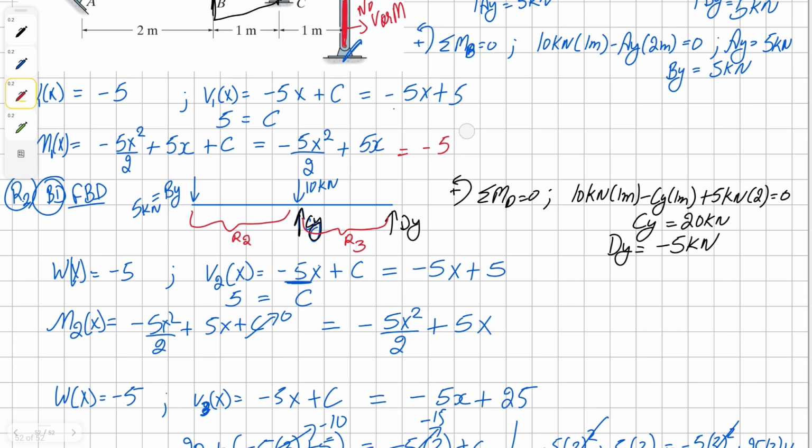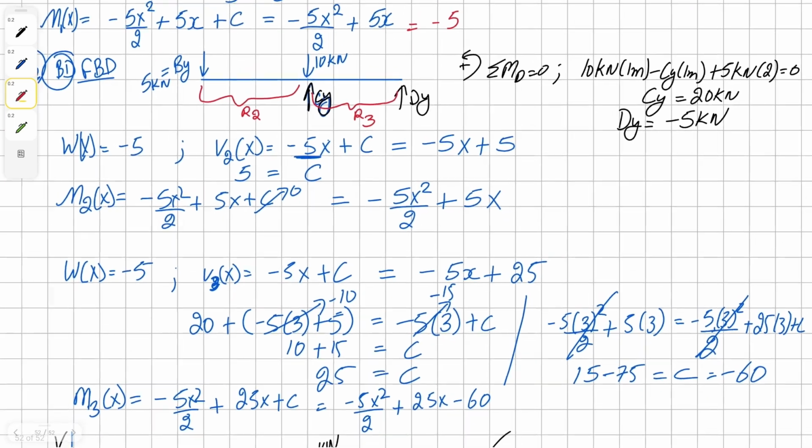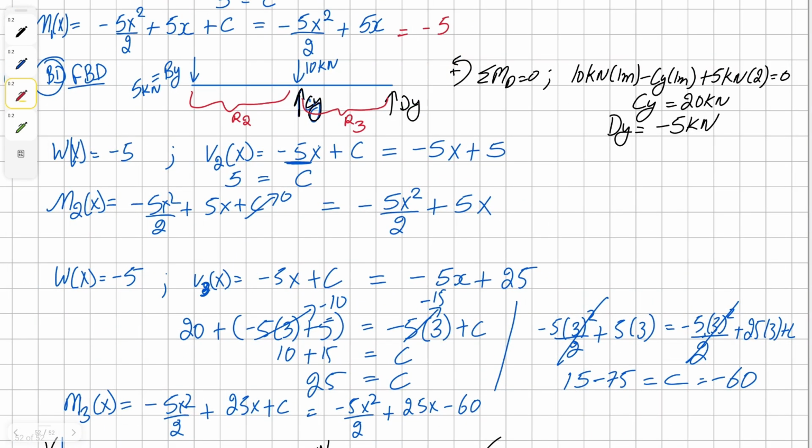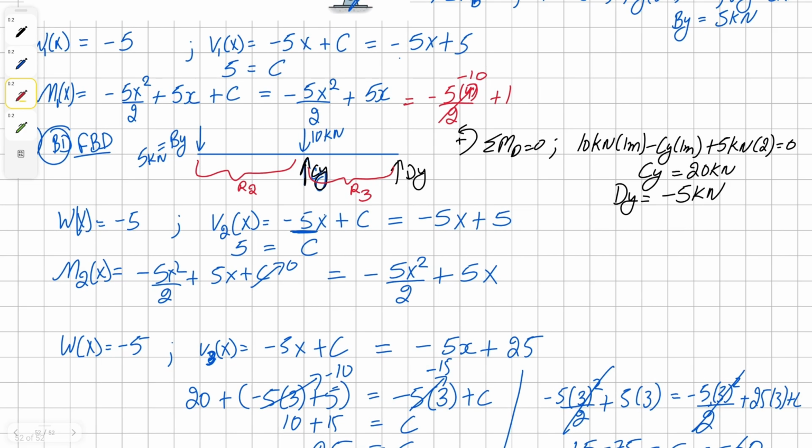So we're going to have 5 times 2 squared, which is 4, divided by 2. 5 times 4 is 20. 20 divided by 2 is negative 10. And then we have 5 times 2, which is 10.